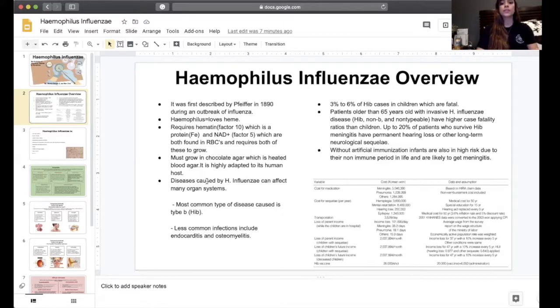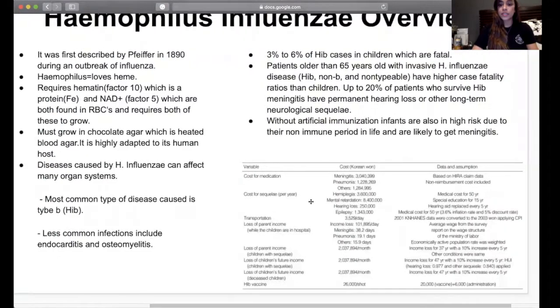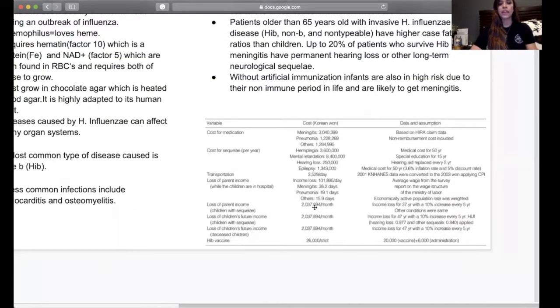There is a 3 to 6% case fatality rate for HIB cases in children, and patients older than 65 years old with invasive H. influenzae disease have higher case fatality rates than children. Up to 20% of patients who survive HIB meningitis have permanent hearing loss or other long-term effects, mostly neurological. And I gave you an example of how much it would cost for medication and so on. It's all going to be down here.